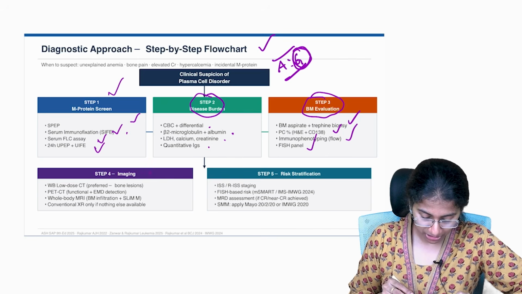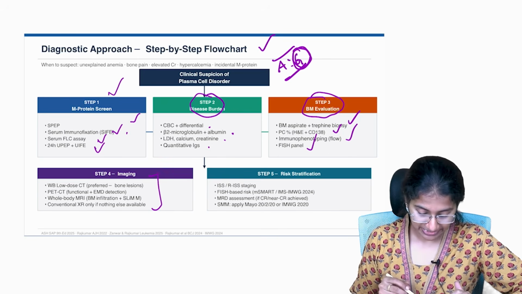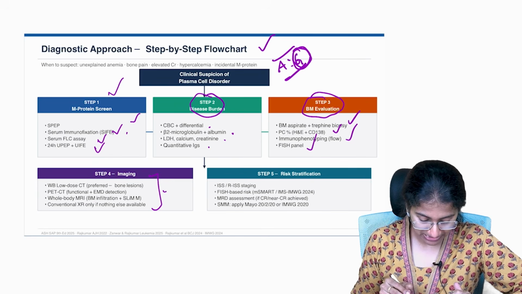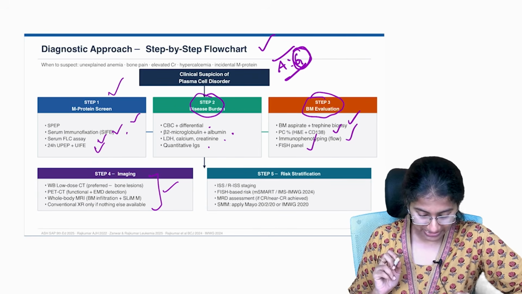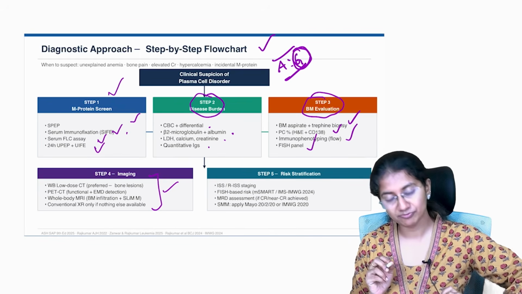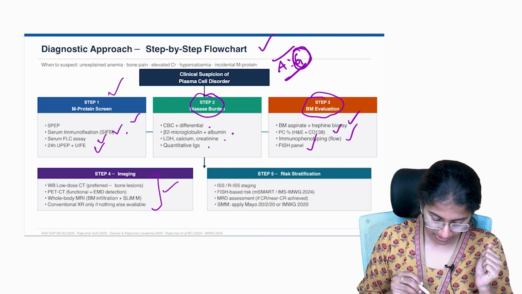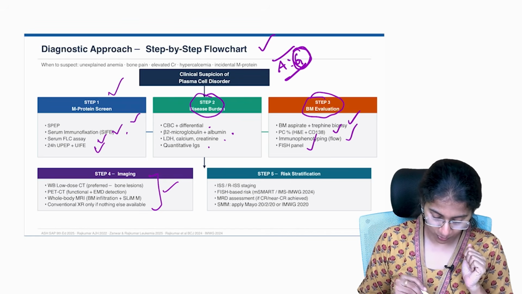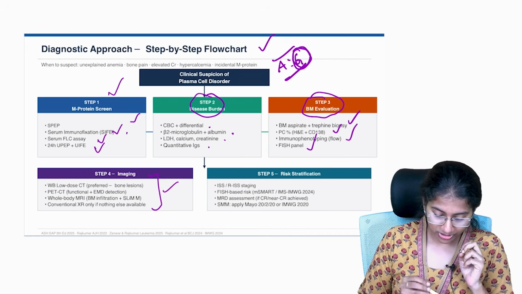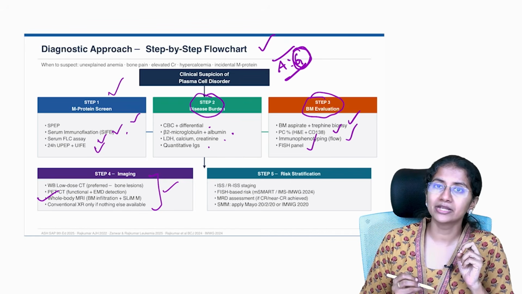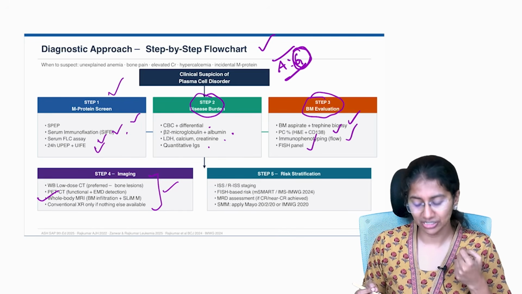Step 4 is imaging. So what and all we can do? We can do a whole body low dose CT scan. Okay, you can even do a PET-CT, whole body MRI or conventional X-ray only if nothing else is available. So usually we'll prefer a whole body low dose CT, or we can do a PET-CT. Okay, so it helps in identifying whether the marrow is infiltrated or there is any lytic lesion. And also if we could do a whole body MRI, it will be very much helpful to pick up even a 5 mm lesion as a lytic lesion.